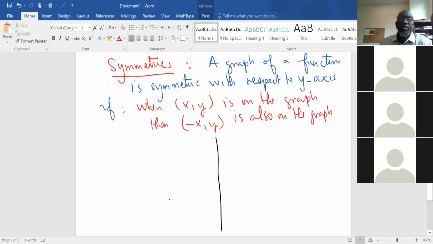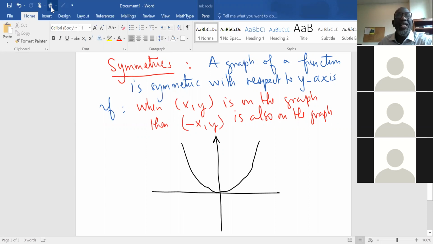For instance, you see this graph right here, x squared. This graph has a symmetry with respect to the y-axis. The y-axis is like a middle, it's like a mirror, you see? So basically, on the two opposite sides, this x and this x have the same y, right?